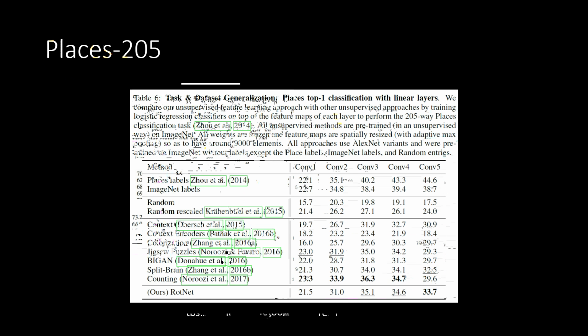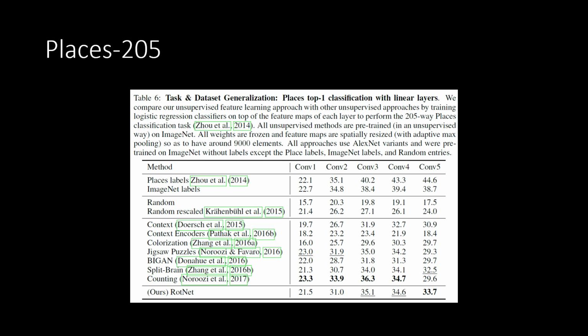They also transfer the knowledge that they obtained through this unsupervised training to another classification task with the Places 205 dataset. Again, it was observed that for Conv 5, the RotNet is doing better. For others, the counting method was doing better, but nonetheless, it was okay. It was not doing bad.